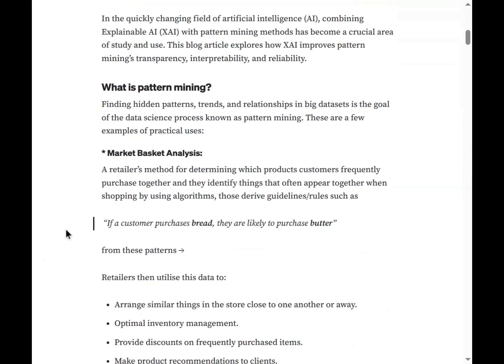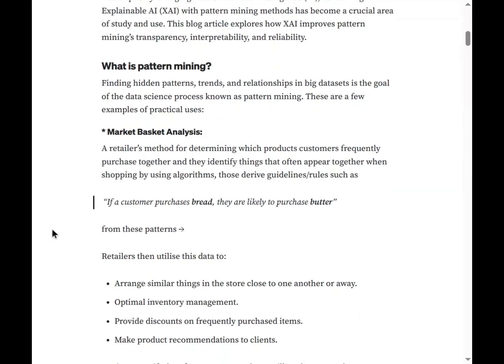So let us see what explainable AI with pattern mining is. First, let us see what pattern mining is. Pattern mining is a data science technique which aims to find meaningful patterns, associations, or trends in large datasets. So it is widely used across many domains. Let me walk you through a few real-world applications of it.